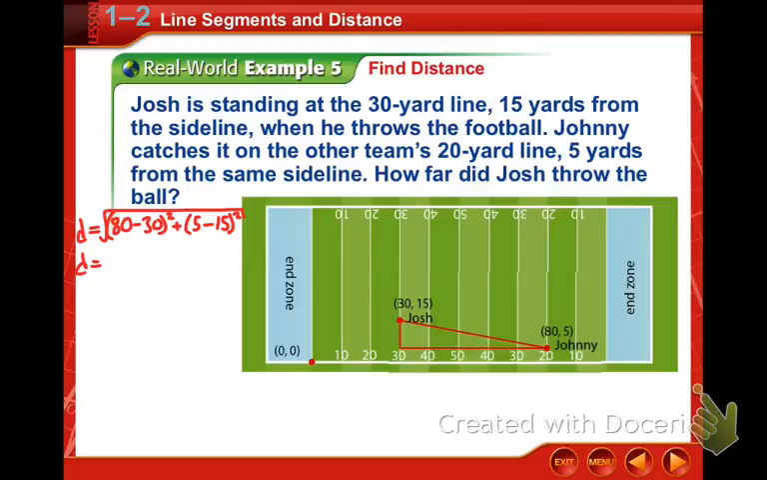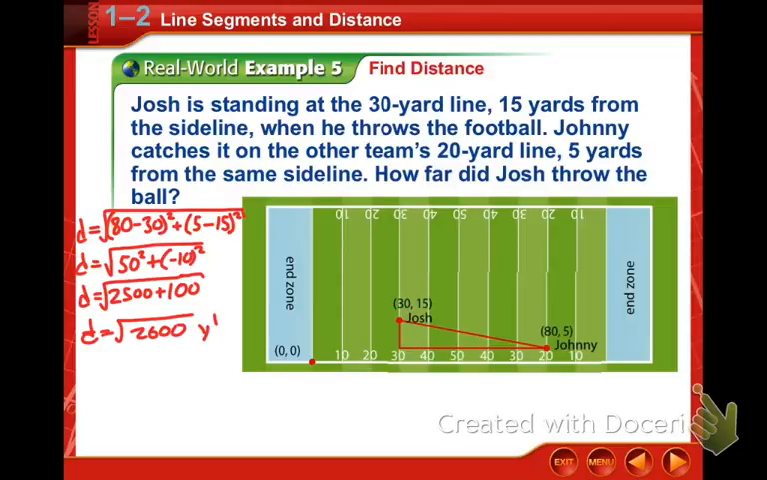80 minus 30 is 50. And 5 minus 15 is a negative 10. 50 squared is 2,500. And negative 10 squared is 100. So we're looking at the square root of 2,600 yards. Or approximately, when you punch this in the calculator, you get 50.99 yards. So either one of these works as an answer.